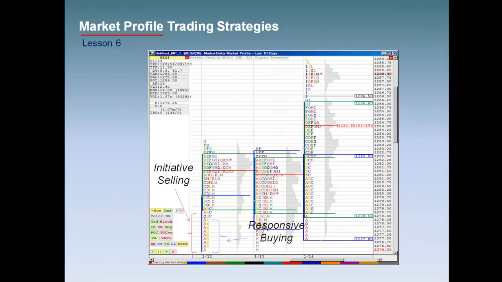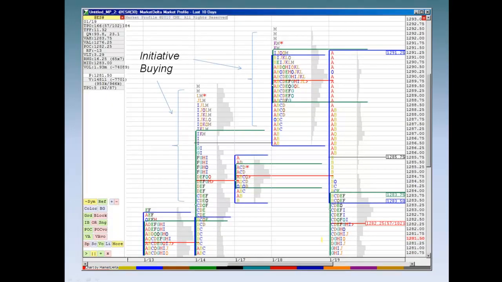All right, let's take a look at some more examples. First of all, we have initiative buying here that begins in period C above the value area of the prior day. And what happens again? Prices continue higher and higher.